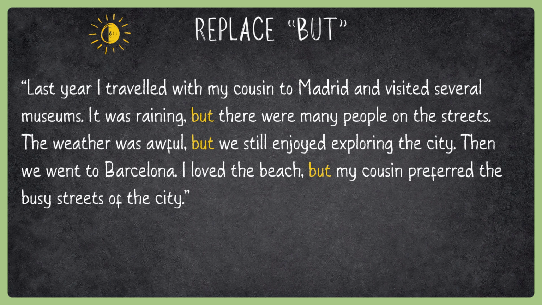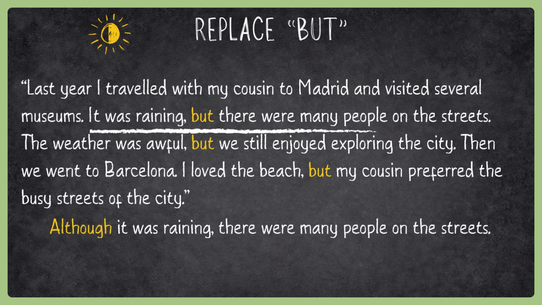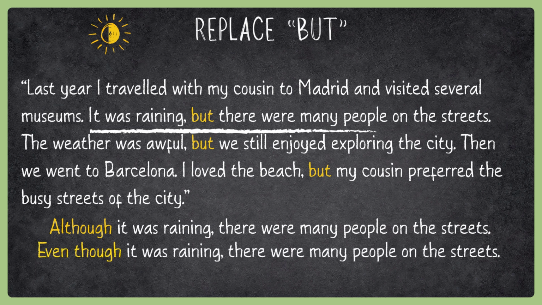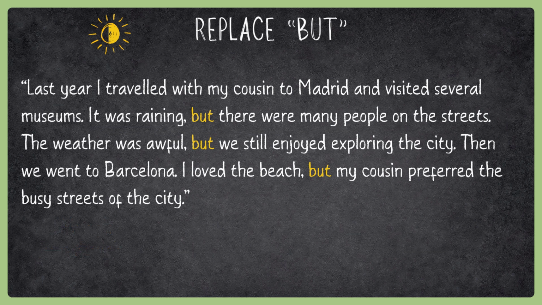Let's look at it one by one. It was raining, but there were many people on the streets. Here, I want to highlight that the rain didn't stop people from going out. So, I can say, although it was raining, there were many people on the streets. If I want to sound a bit more surprised, I can say, even though it was raining, there were many people on the streets.